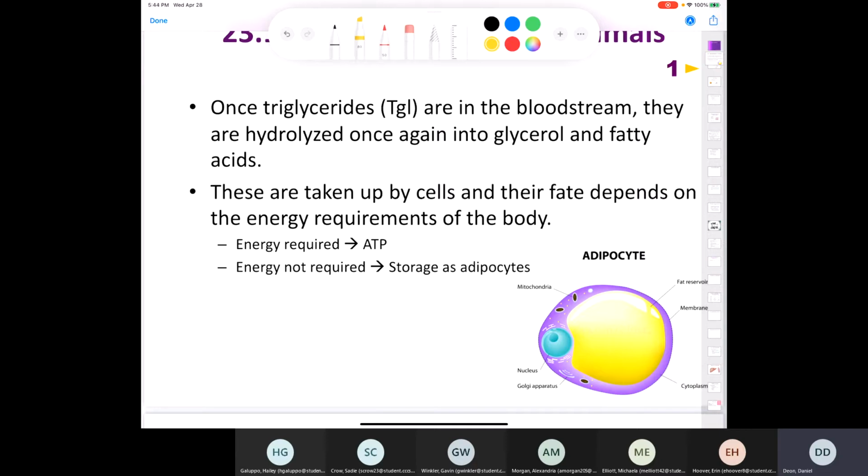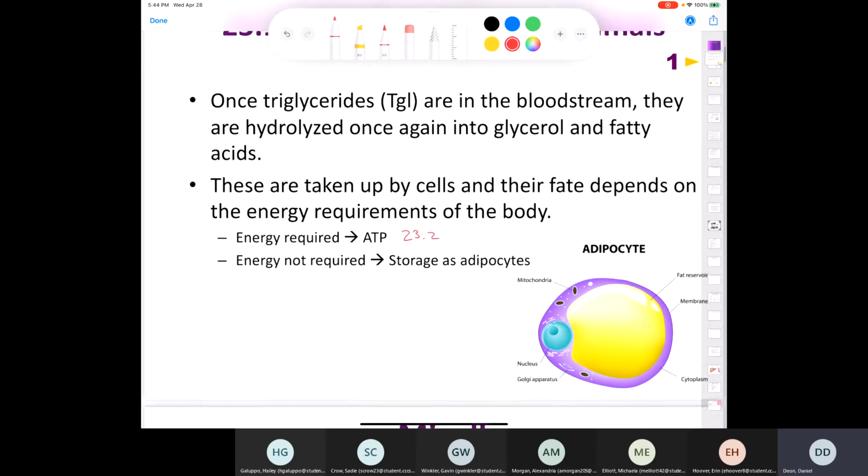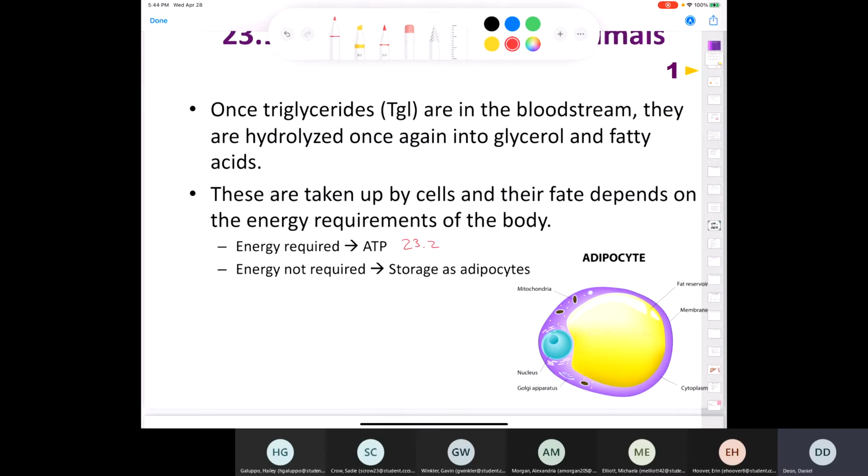You see the little mitochondria that are surrounding the fat reservoir. So if you need energy, what are you going to do? You can extract it from the fat cell, right? We can take those fatty acids and convert them into ATP. And that's what we're going to look at in section 23.2. And if we don't need it, we're going to store the fats in the fat cells, and we're just going to hang on to it until we need it.